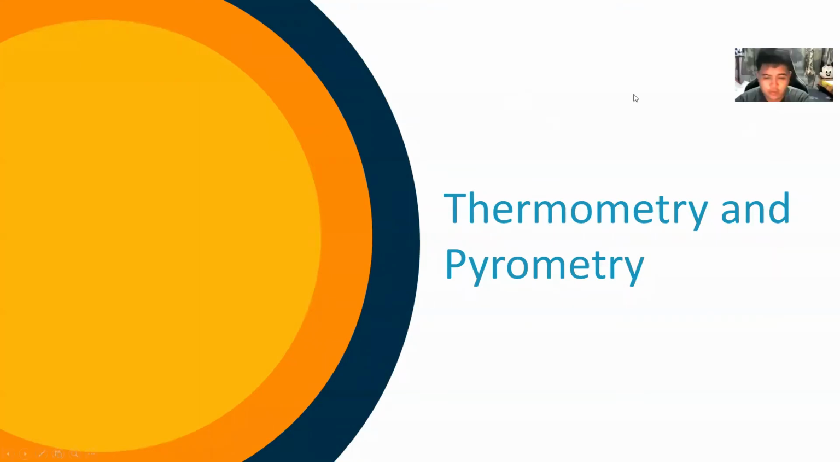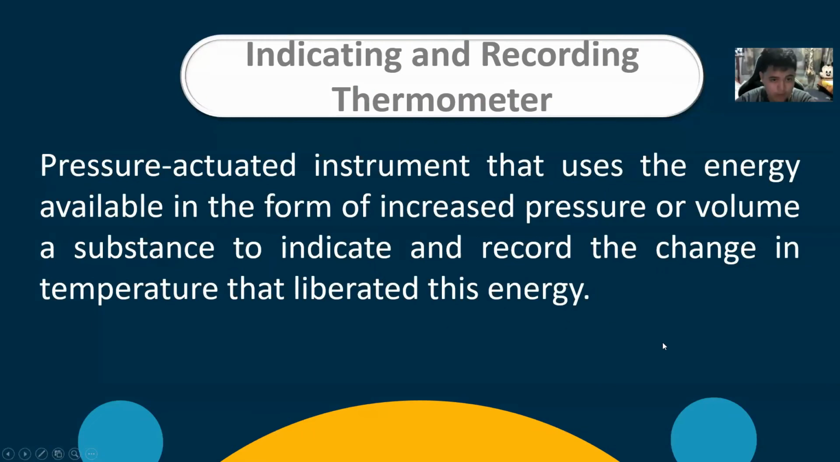So let's move on to the next topic, which is thermometry and pyrometry. Next slide, please. The first one is the indicating and recording thermometer. It is a pressure actuated instrument that uses the energy available in the form of increased pressure or volume of a substance to indicate and record the change in temperature that liberated this energy.